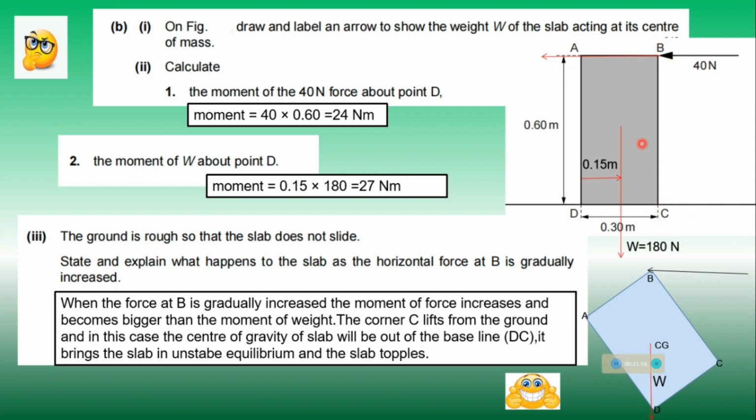Corner C will lift from the ground, and in this case the center of gravity of the slab will be out of the baseline DC. So it brings the slab into unstable equilibrium and the slab topples. If the line of the center of gravity is out from the base of any object, the object is said to be in unstable equilibrium and it topples. I suggest you please watch the video where we have discussed in detail the center of gravity and how the center of gravity affects equilibrium.